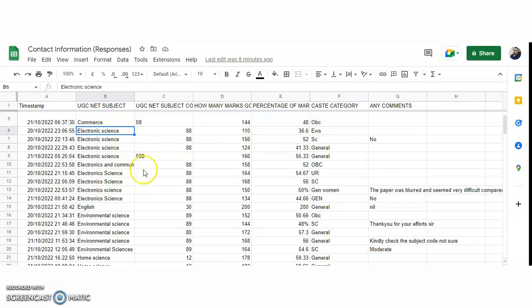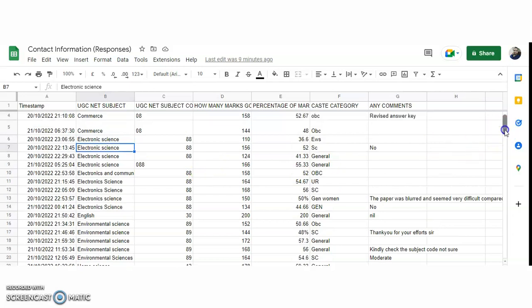Coming to the next subject, electronic science, the subject code is 88, and in electronic science the scores are 110, 156, 124, 166, 158, 164, 168, 150 and 134. As per this form, the highest score is 164, which is 54%. If you look at this form for the electronic science candidates, we can tell that this time the cutoff will be very low. Why? Because I think 55 will be the cutoff for the general category to crack the JRF. So please share this Google form link or this video link with your friends or the candidates who wrote the examination, because we need more responses, guys.